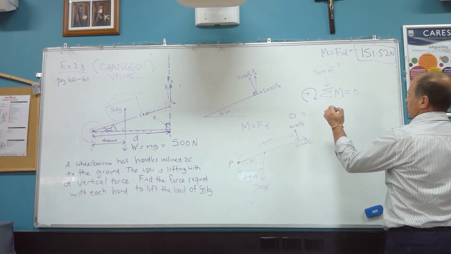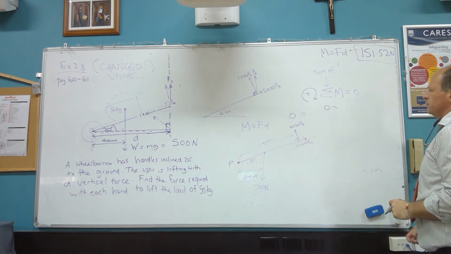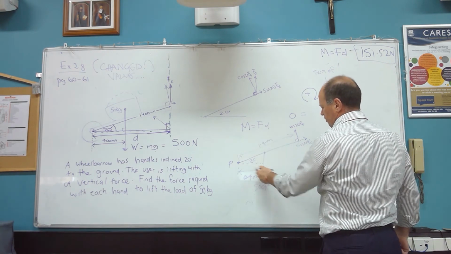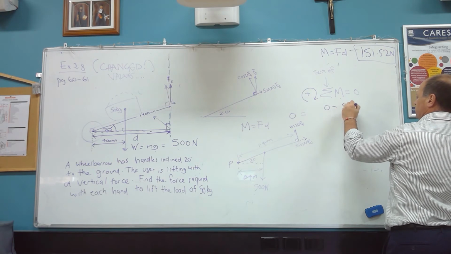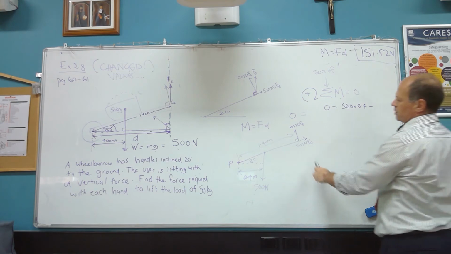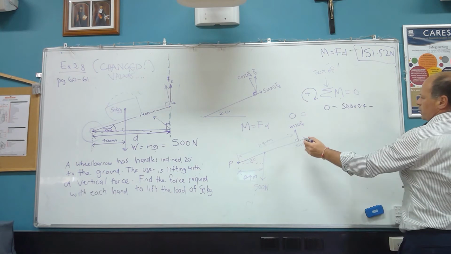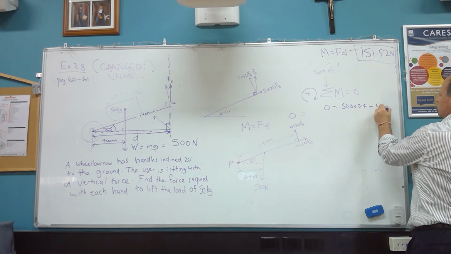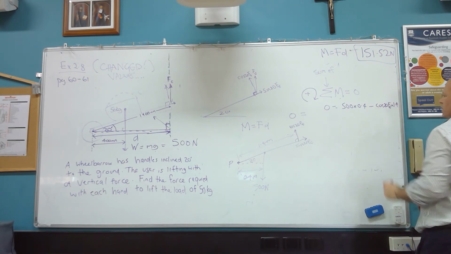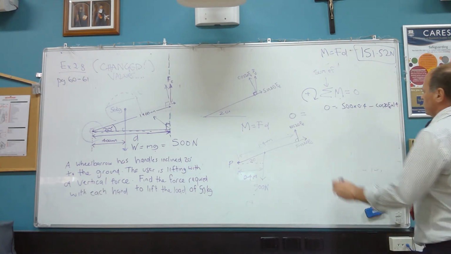So we say, if the sum of moments, positive moments, is equal to 0, we say 0 is equal to, go clockwise first, and we know that it's 500 by 0.4, minus, because this is going clockwise, so it's positive, anti-clockwise is negative. We're going to say cos 20 Fe times 1.4, because it's 1.4 meters. So the working out looks a little bit different, okay? Let's work that out now.